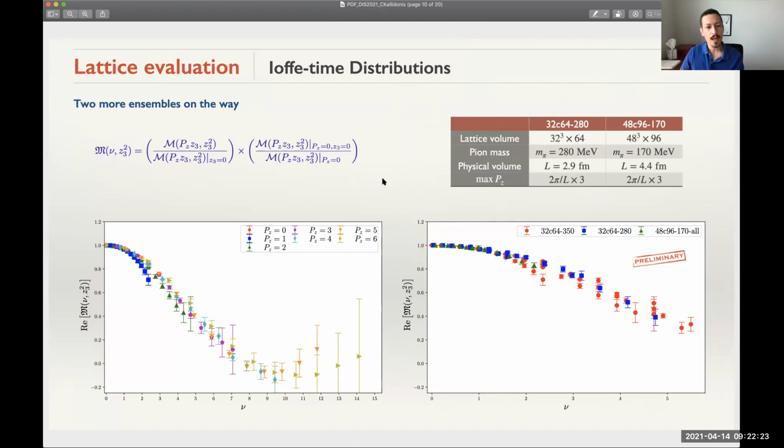So before I move on, perhaps I should say that we have some preliminary results from 2 other ensembles that will help us examine pion mass effects and volume effects.